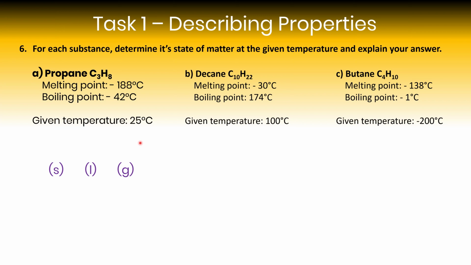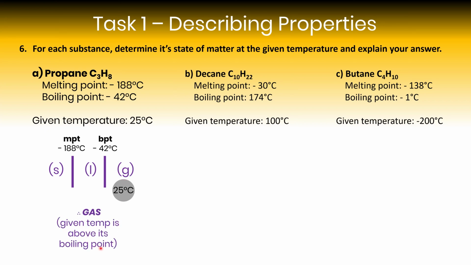I always find determining the state of matter easier if I plot it to a little chart. I first write s, l and g for solid, liquid and gas. Because these are state symbols, we need to draw these in lowercase. Capitalised state symbols would not be accepted. We're then going to plot to this the melting point of minus 188 degrees Celsius and the boiling point of minus 42. We're then going to plot the given temperature to this chart. 25 degrees Celsius is above minus 42, so we plot it to the right and it lands on g for gas, because we're above its boiling point.